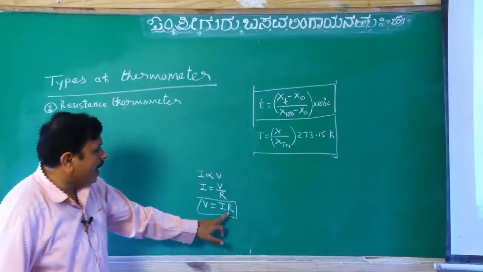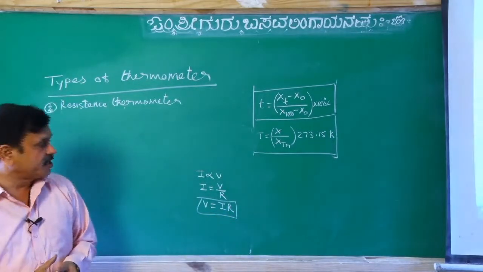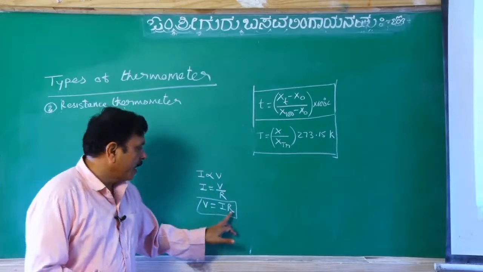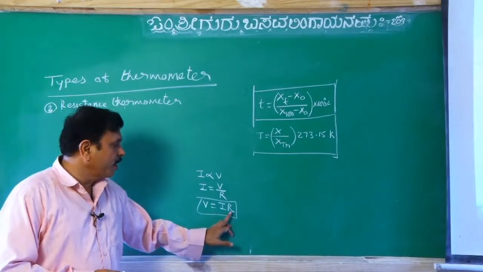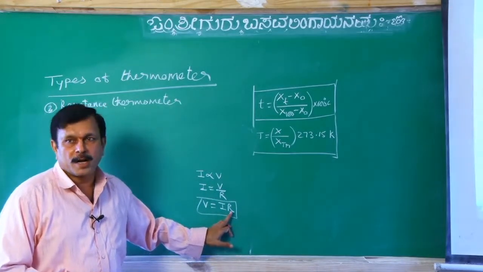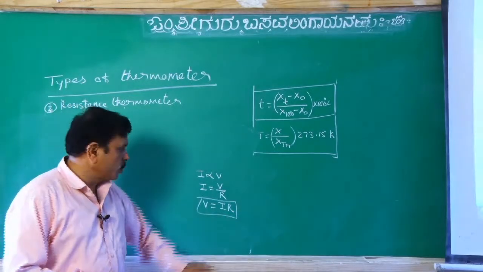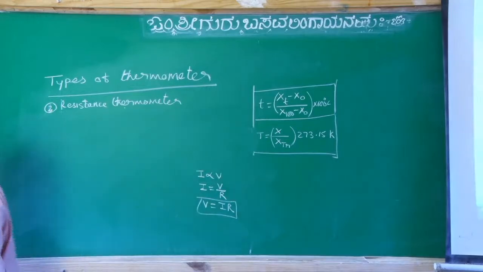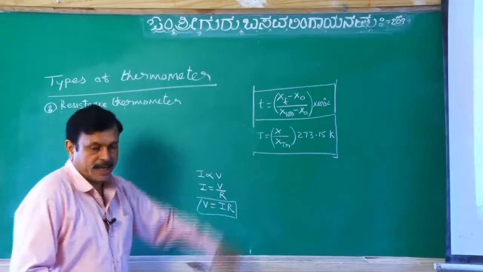So this term R is called what? Resistance. Those who are from Kannada medium, I think the word used for this was avarodhaka. So now here we are using that only as the quantity to measure temperature.